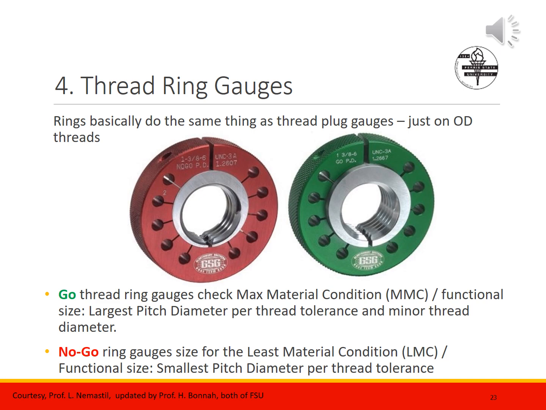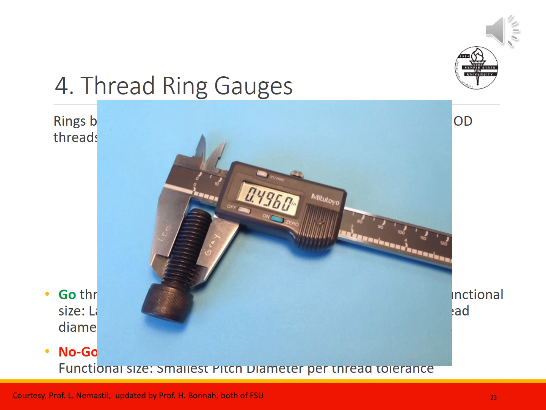Also note how the go thread gauge is thicker with more threads than the no-go. The same principle as the thread plug gauge. The go gauge needs to fully engage the threads, where the no-go gauge simply needs to have enough threads to prove no-go. It's important to remember the OD threads on parts like bolts and studs can be checked. You've got to use a pair of calipers to verify the major diameter of the bolt or stud threads.